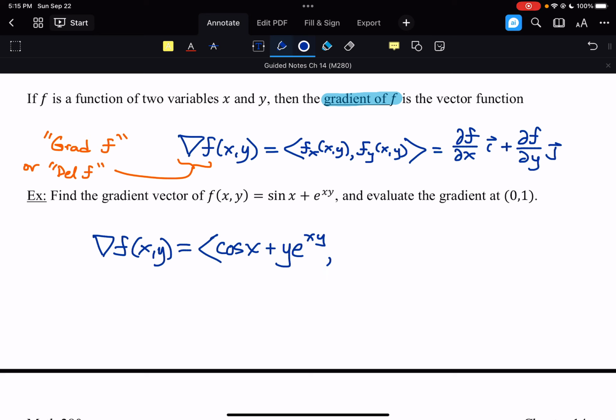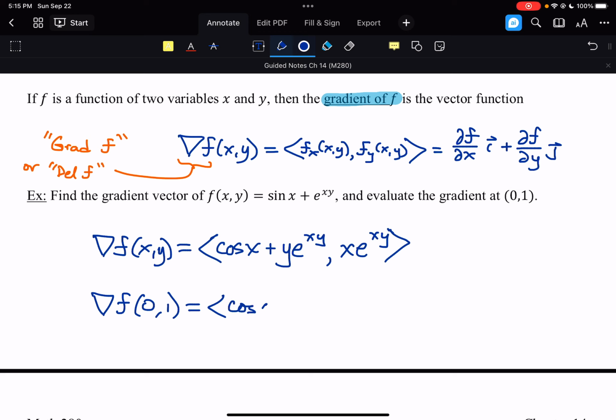Again, because the derivative of the x became 1. And then the partial with respect to y, this is a 0 because there's no y's. This one, by similar reasoning, is just x e to the xy. So that is the general gradient, and now it wants us to evaluate it at the point (0, 1).